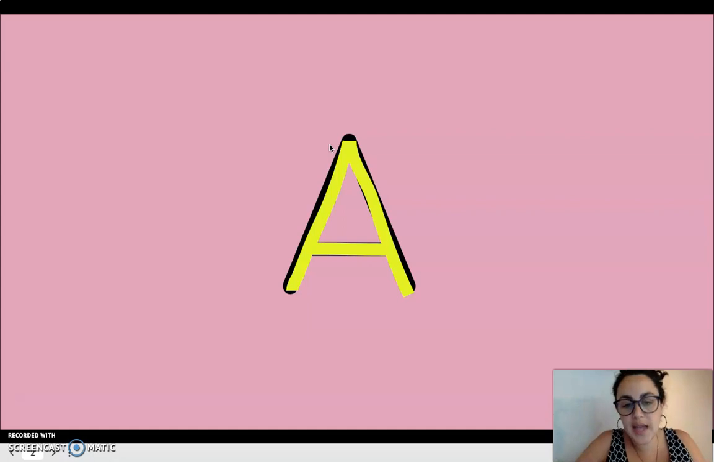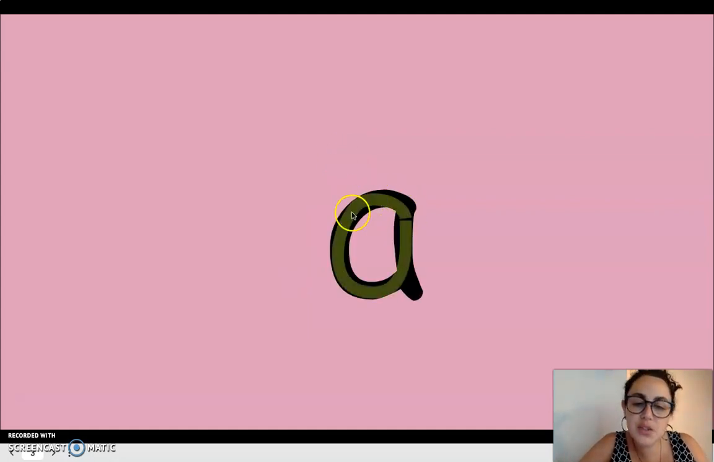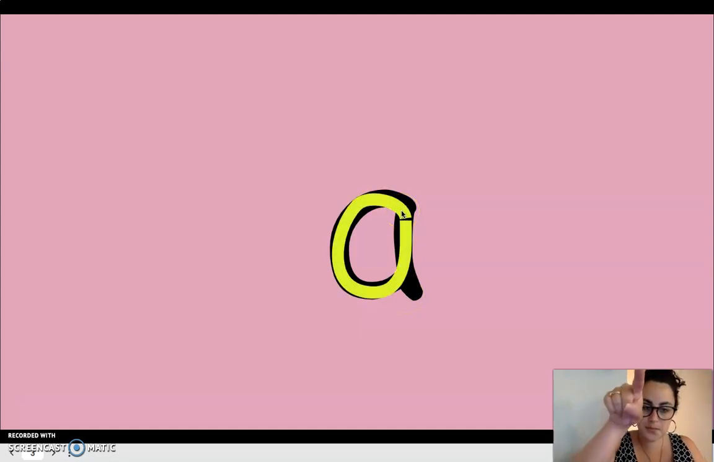And a lowercase a looks like this. It's a circle and then a line. So let's try writing it together. Circle, line. That's a lowercase a.